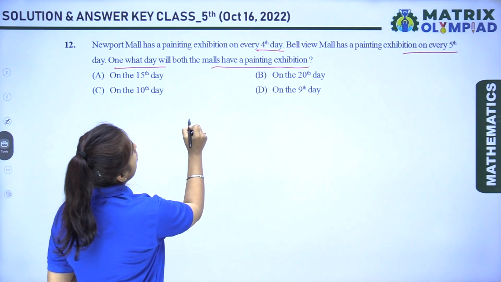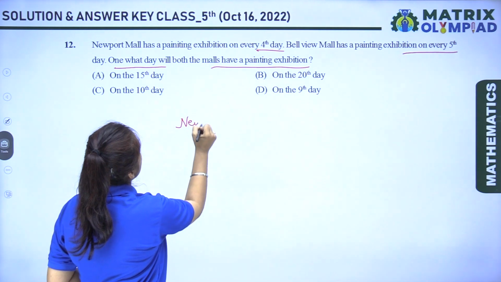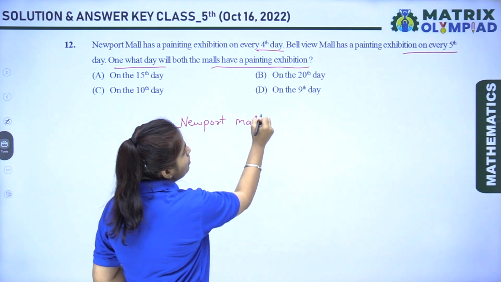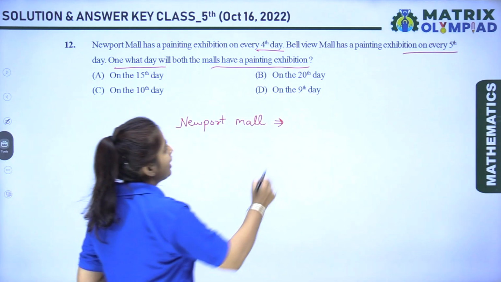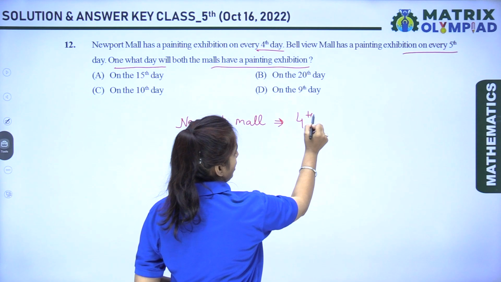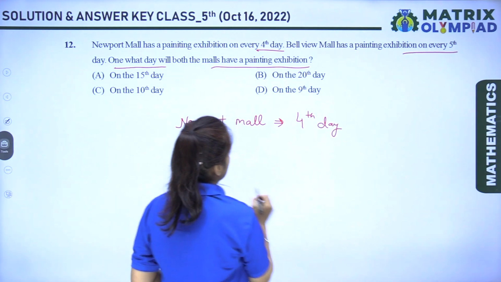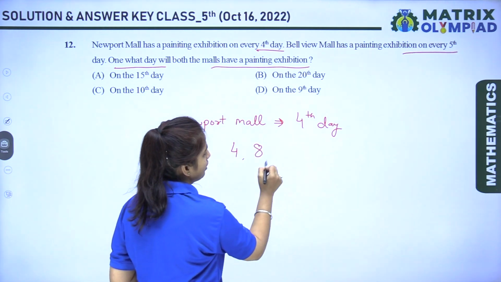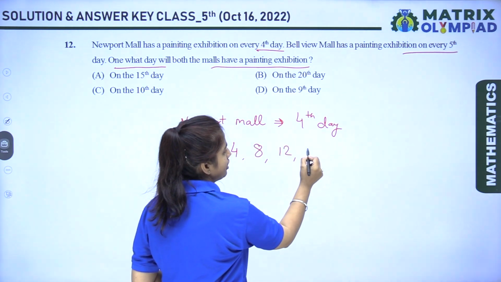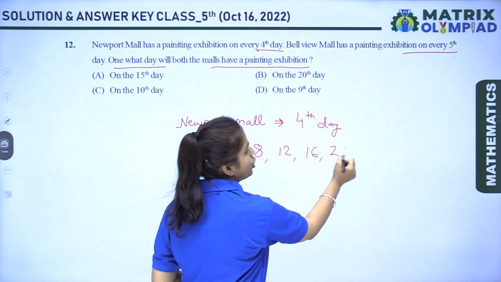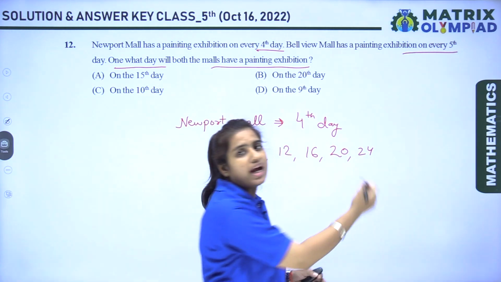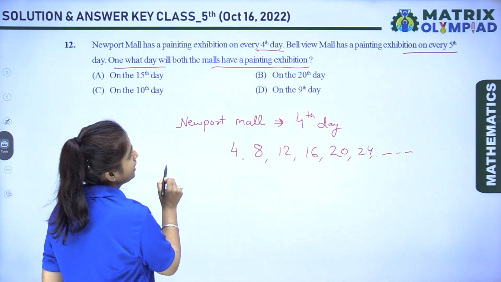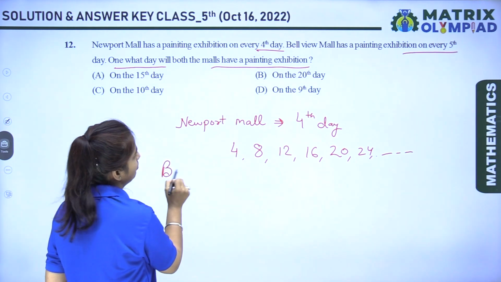Mall Newport. Newport Mall has an exhibition on every 4th day. It means that the first exhibition will be on 4, another exhibition will be on 8, next on 12, then 16, then 20, then 24 and so on. Like this, the dates go. Now for the next, that is Bellevue.